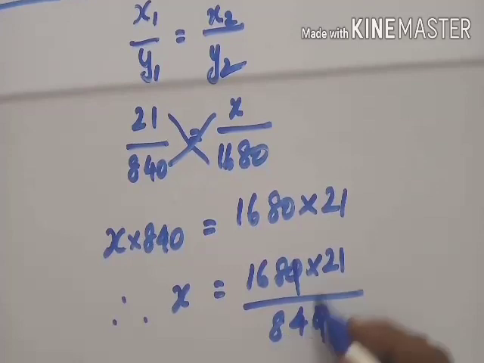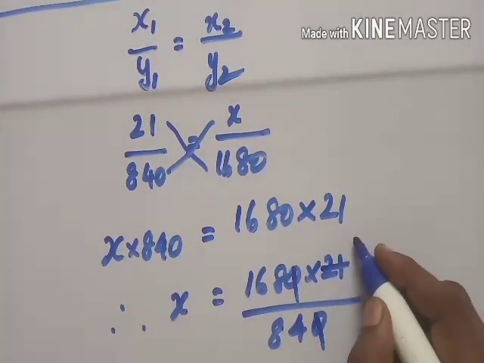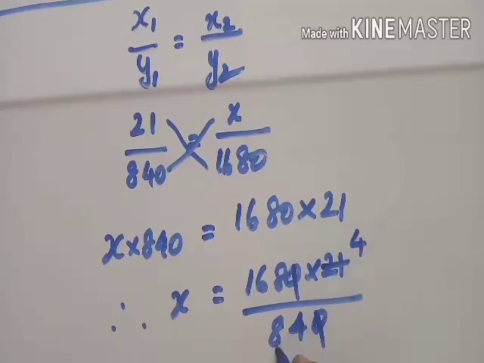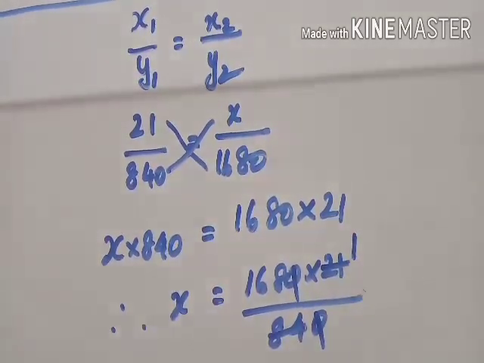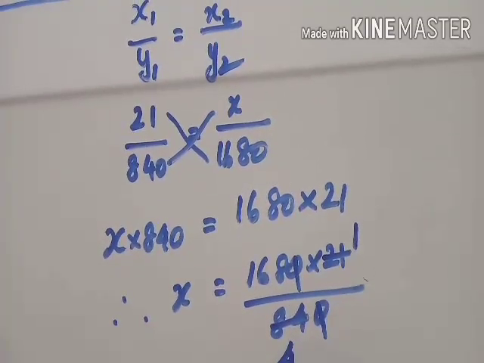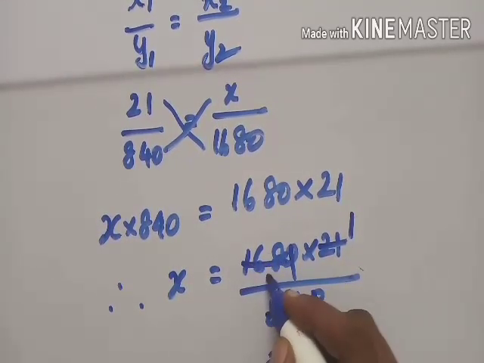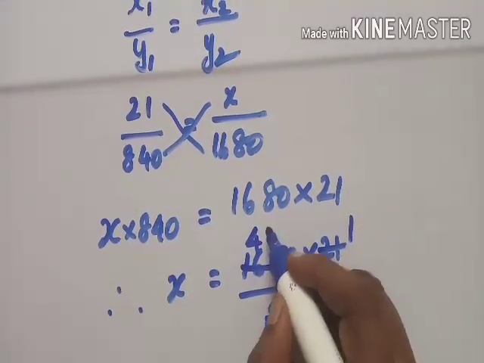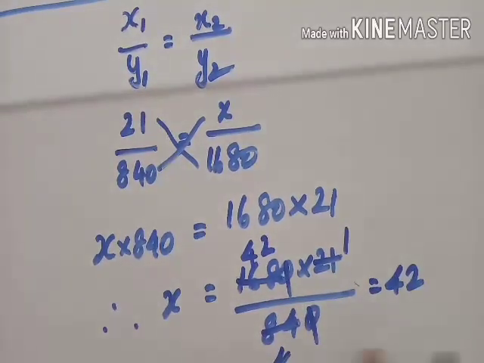So, here I am going to cancel these two numbers. How many 21s will make 84? 2 21s are 42, so 4 times. 4 into 21 is 84. 1 21 is 21, 4 21s are 84. Now, again I am going to divide these two numbers. 1 4 is 4, 4 4s are 16, 2 4s are 8. So, 42. x is equal to 42.